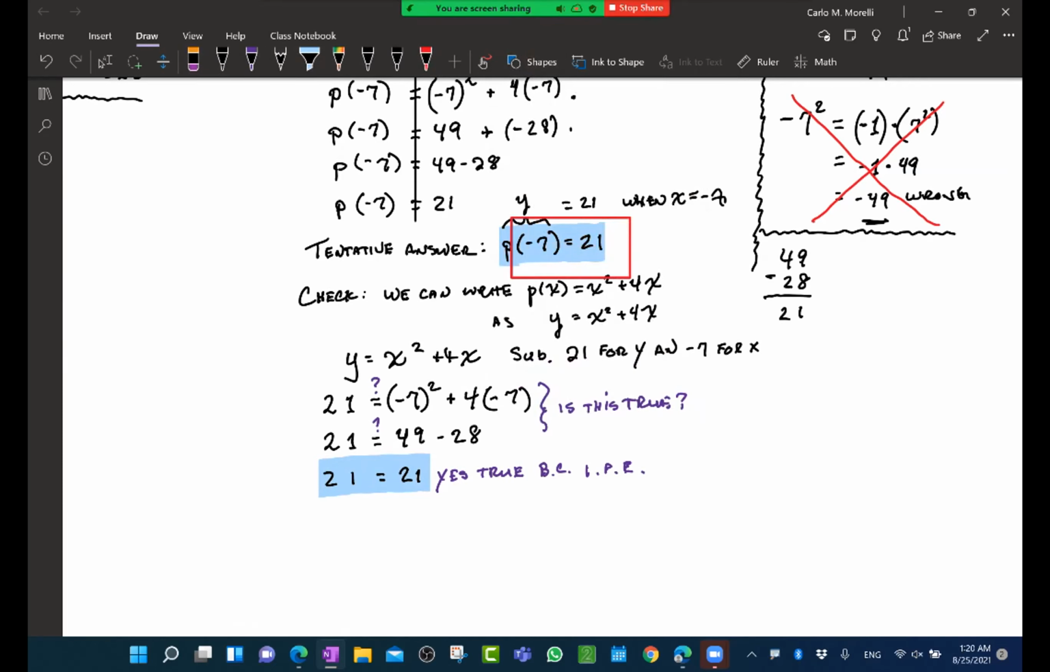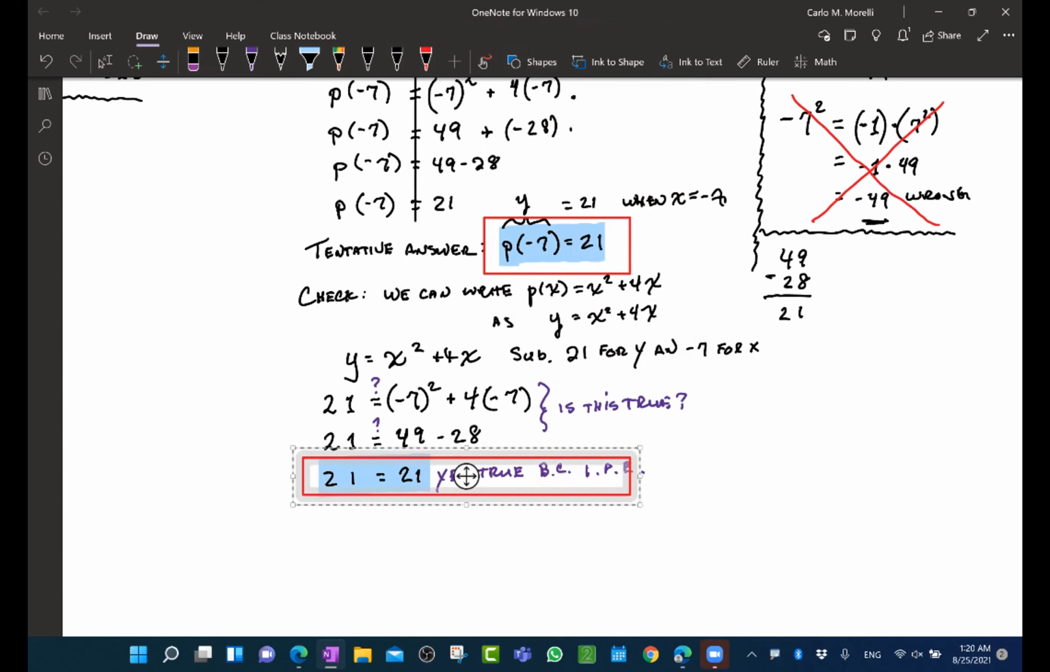I'm really big on putting things in boxes. It helps me as a teacher identify what your answers are, and it helps you as a student as well. So I want to see all this in a box here, okay? So we did our check, and we verified that we were right.